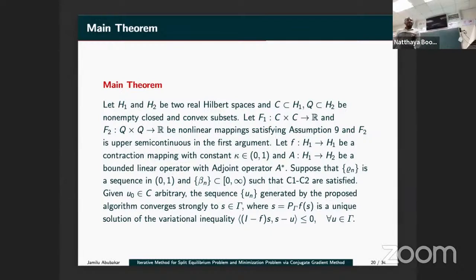Then for any starting point we pick in C, the sequence generated by the proposed algorithm converges strongly to the solution point. This is a minimum norm solution, you can see we can write it as a projection of the point onto the solution set. And this point also happens to solve a unique variational inequality of this form.